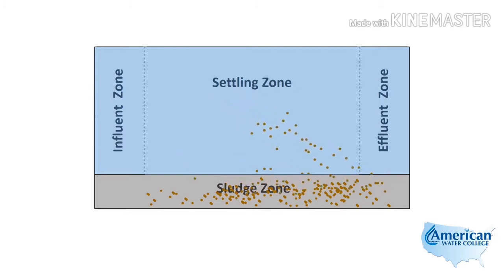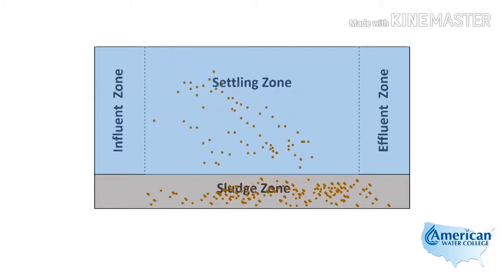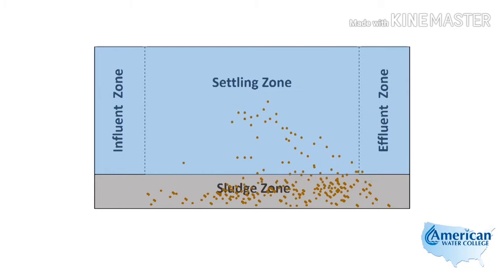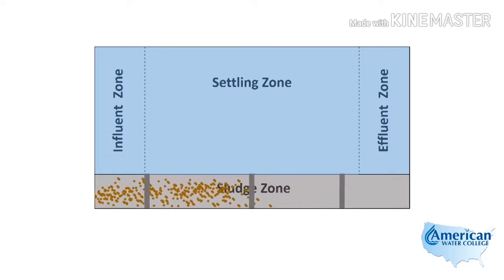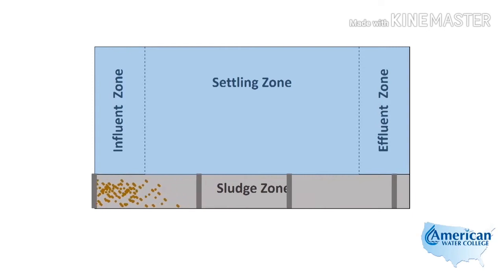So these are the four main zones of a conventional sedimentation basin, whether it's rectangular or circular: the influent zone, the settling zone, the effluent zone, and the sludge zone. Here we can see the sludge collectors moving the sludge to the influent end of this rectangular clarifier for processing.